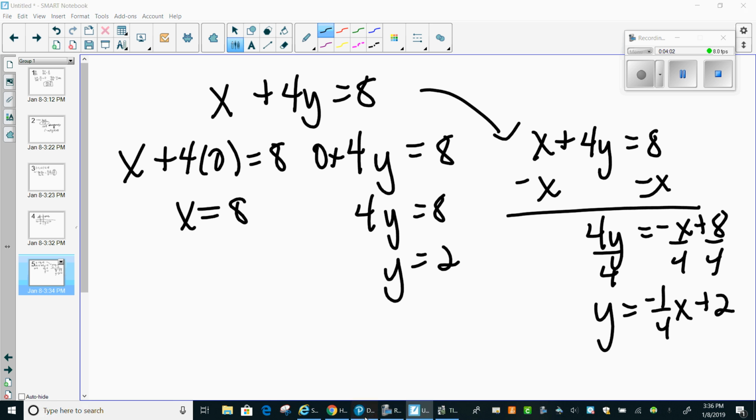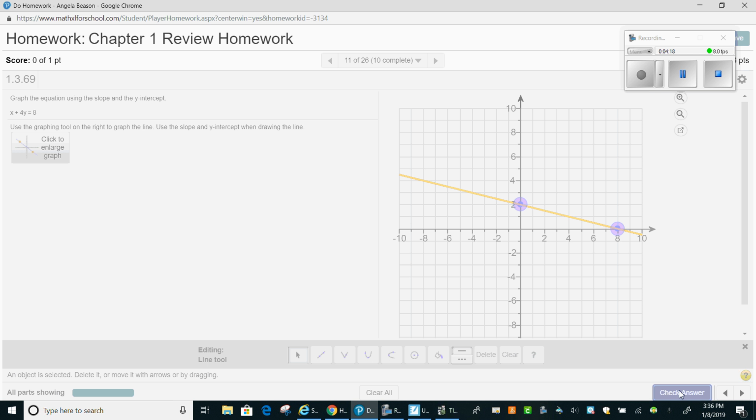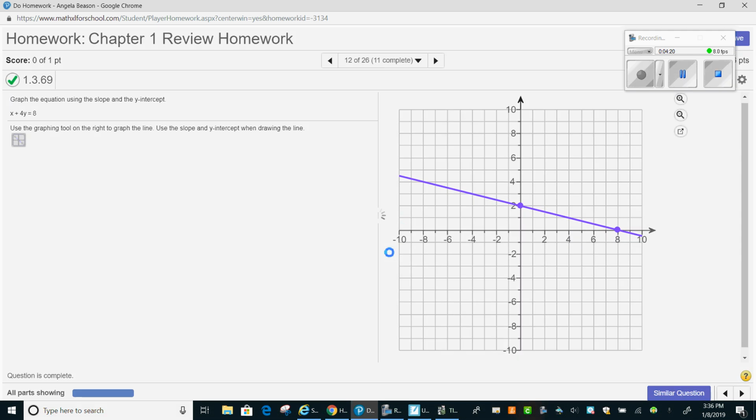So if you look over here, look what I've got. I've got the y-intercept 2, and then you go down 1/4. That's this next point. So either way, you're going to get the same line. It just depends on whether you want to do intercepts or you want to solve it for y. Check my answer, and it says I've got that correct. Problem number 12.